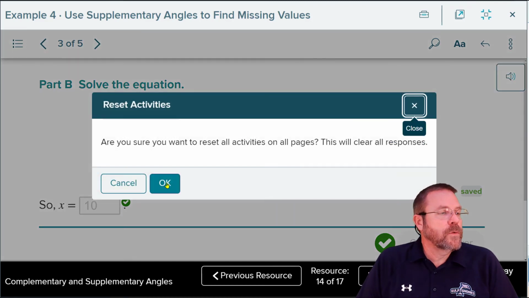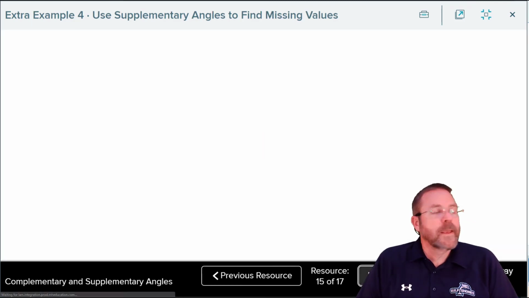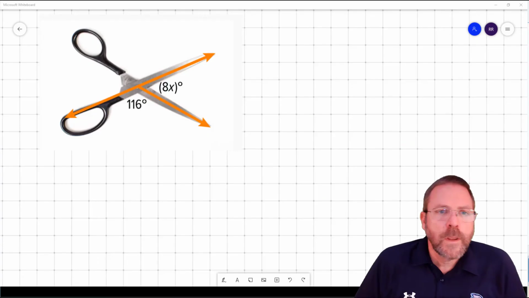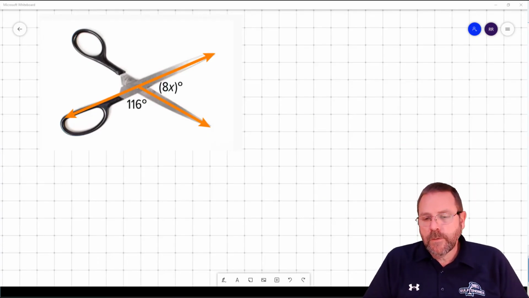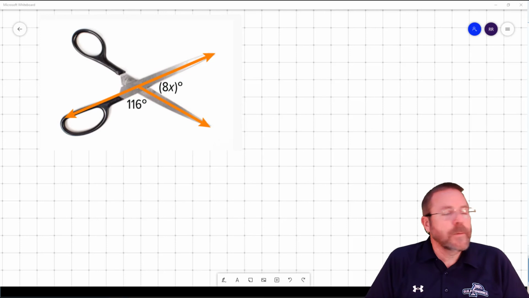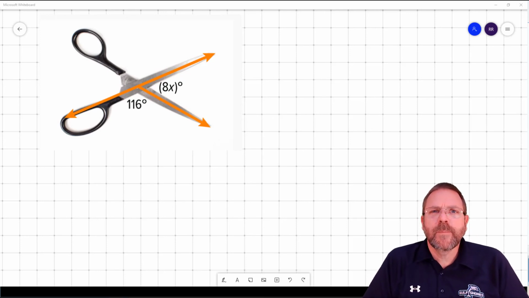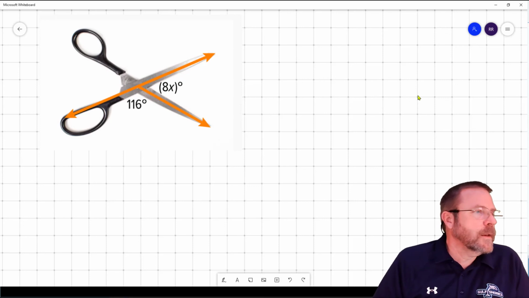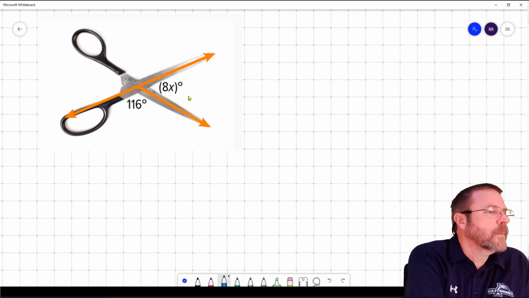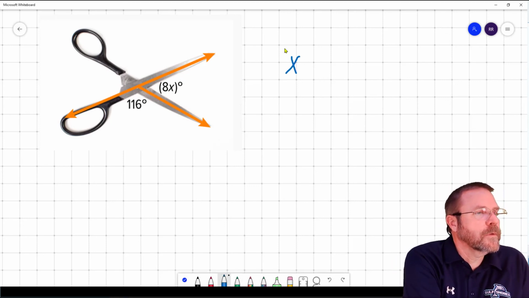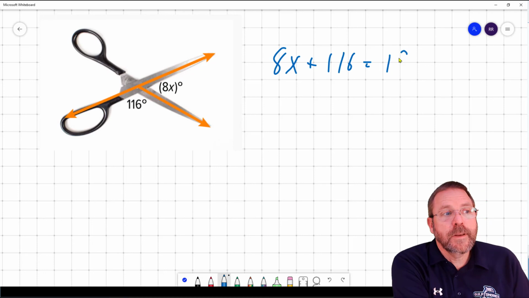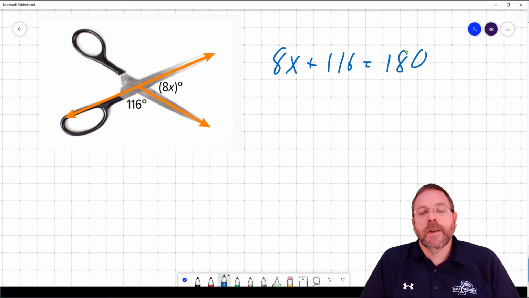From here, you get to do a problem on your own. Extra example 4, go ahead and pause the video and work on this one. So we know that these two angles coming together are going to add up to 180 degrees because they do make a straight line. So let's take a look at how we're going to actually write our equation. I'm going to take the 8 times x right here, add to it the 116 degrees right here, and that's going to equal the 180 degrees.